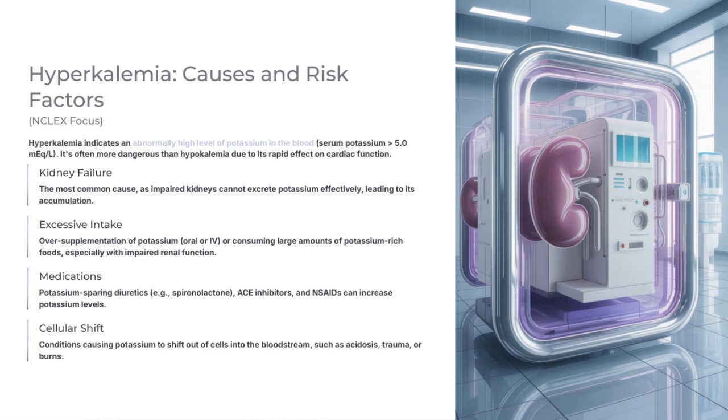effectively. And that brings us to the most common cause, kidney failure. When the kidneys aren't functioning properly, they can't remove potassium efficiently, leading to dangerous accumulation in the blood. Finally, hyperkalemia is defined as a serum potassium level greater than 5 mg/L. It's often more dangerous than hypokalemia because it can have rapid and severe effects on the heart, increasing the risk of arrhythmias. Recognizing these causes and risk factors is essential for early intervention and management.